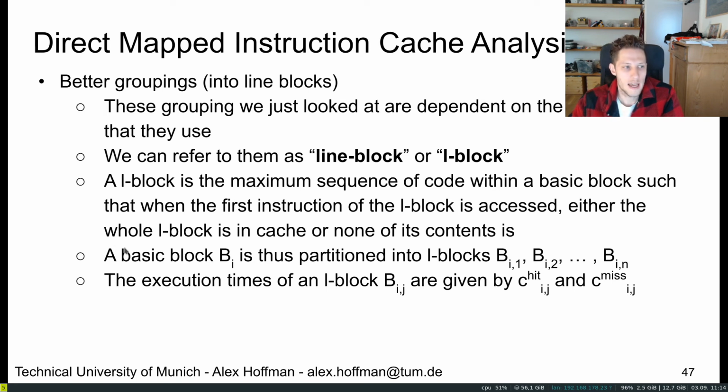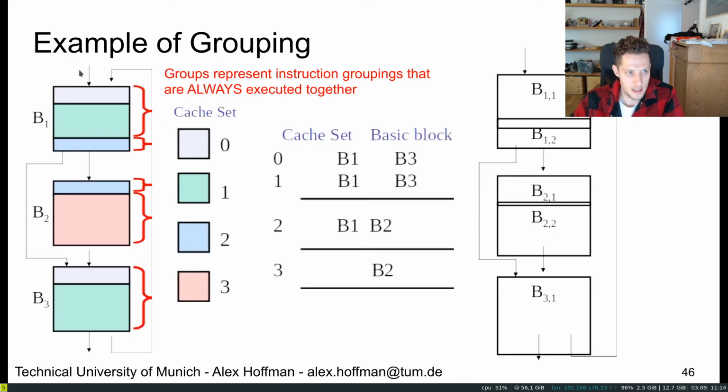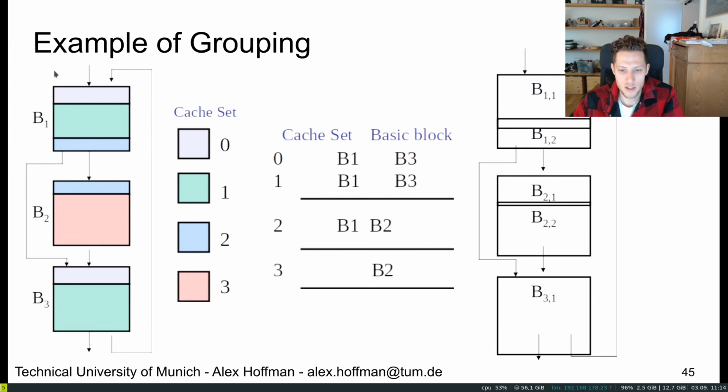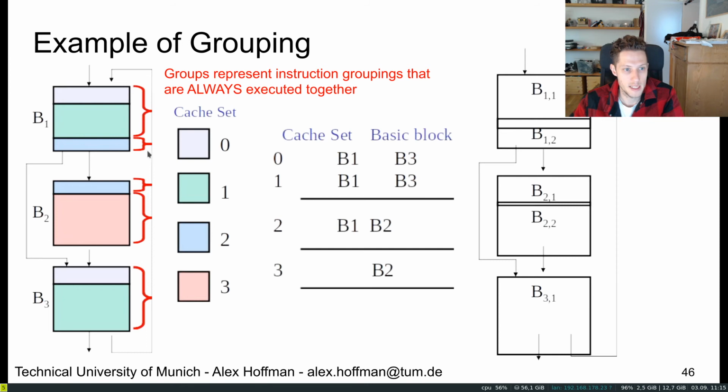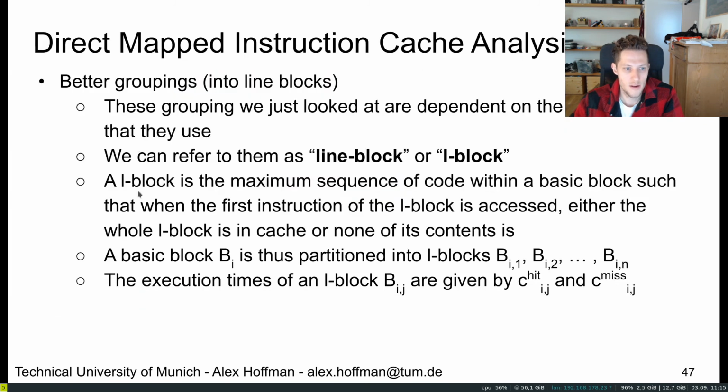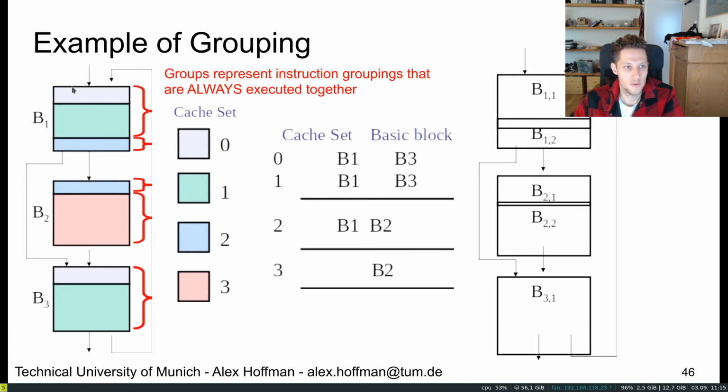So therefore, we can say that a basic block, which is this entire chunk, can be split into a number of L blocks. If we take, for instance, this B1, this basic block 1 as an example, we have 2 L blocks, because the definition of an L block is that it's the maximum sequence of code within a basic block such that when the first instruction of the L block is accessed, either the whole L block is in cache or none of its contents is, right? And so by looking at this example, this is an L block because of the property here, then the whole thing is in cache, and this little blue one here is also an L block, even though it's only made up of one cache instruction grouping, right? But it's still treated as an L block.